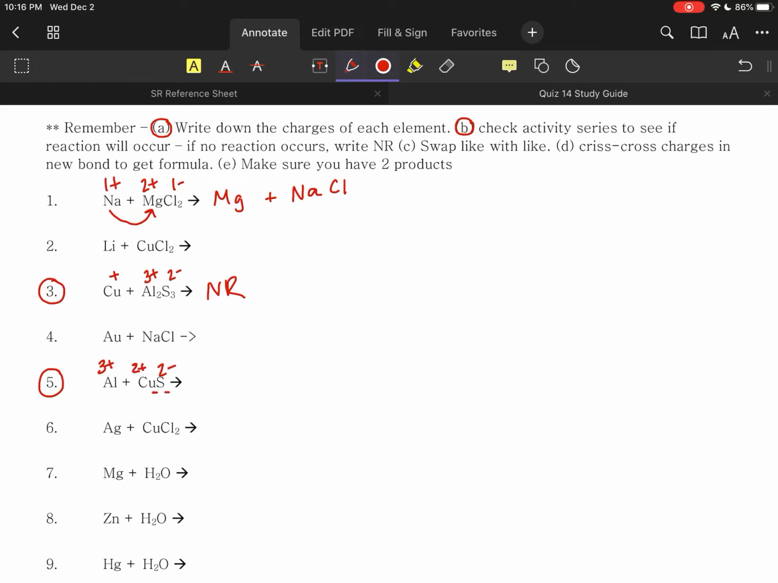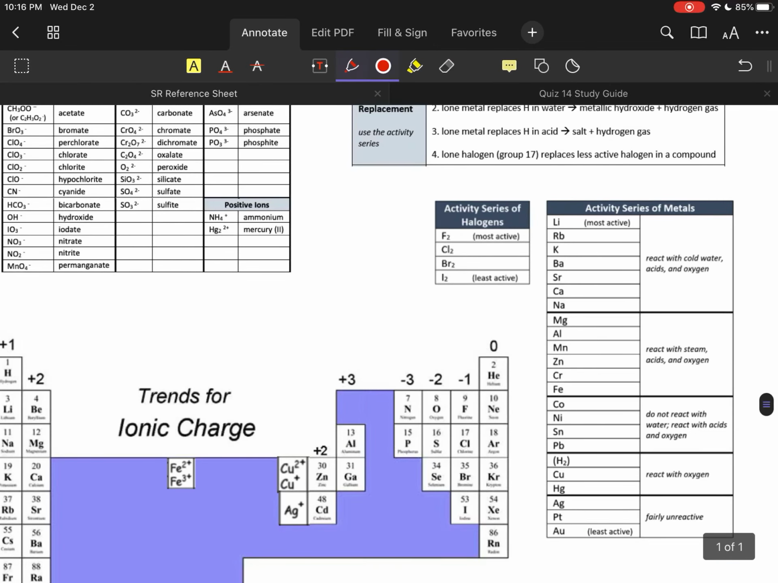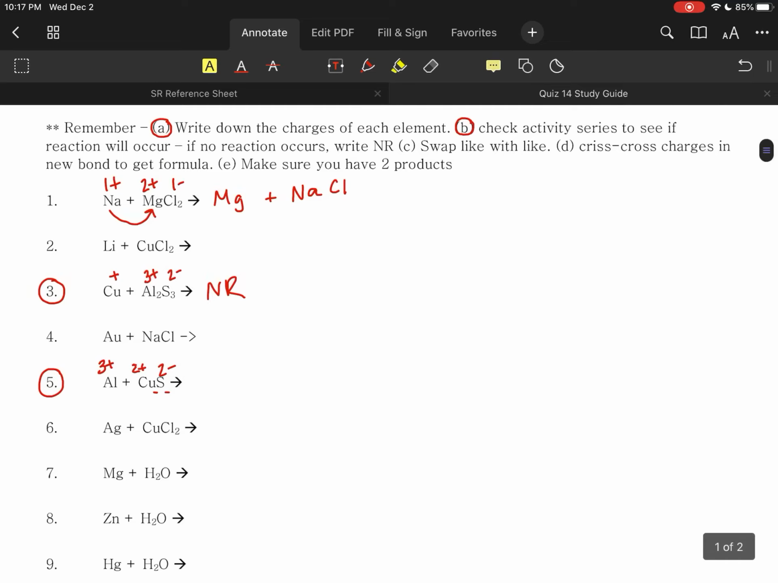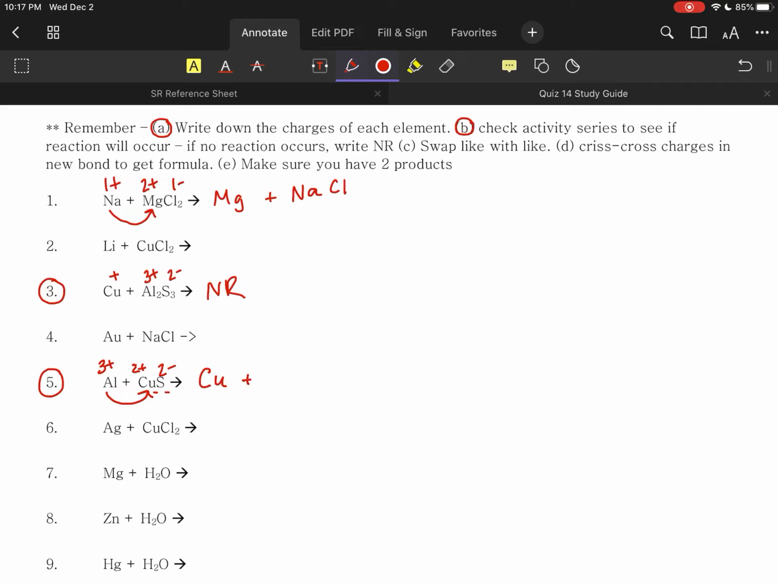So I know that aluminum is going to try to replace copper. I can check my reference sheet. Aluminum is above copper, which means that it will replace it. So aluminum is going to take the place of copper. That means copper is going to be by itself. And I'm going to have aluminum, which has a 3 plus charge, and sulfur, which has a 2 minus charge.